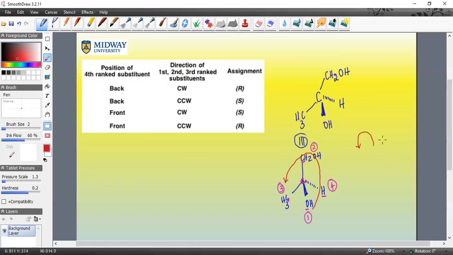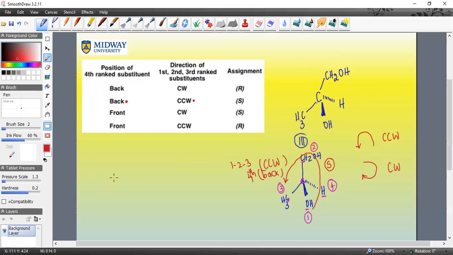This is counterclockwise, and the lowest rank substituent is in the back. The fourth substituent is in the back, and the rotation 1, 2, 3 is counterclockwise. So 1, 2, 3 is counterclockwise, and the fourth substituent is in the back. So this is an S. Okay, that is just that simple.